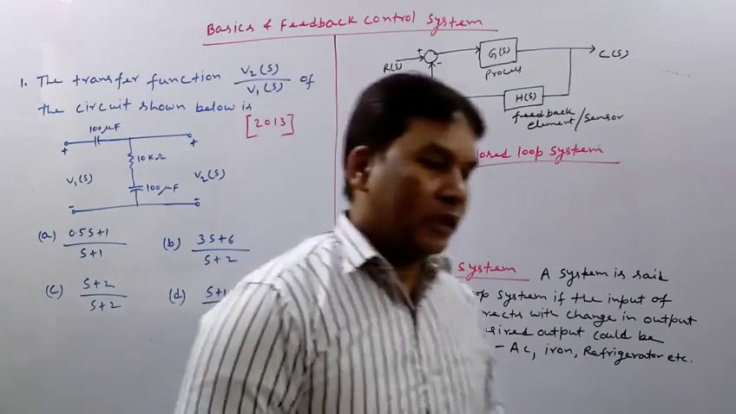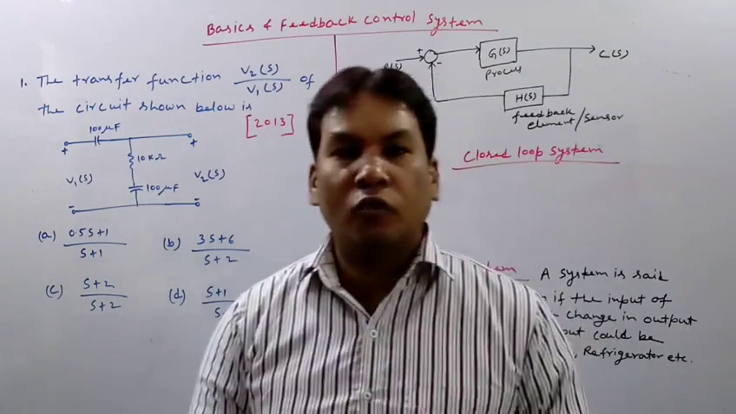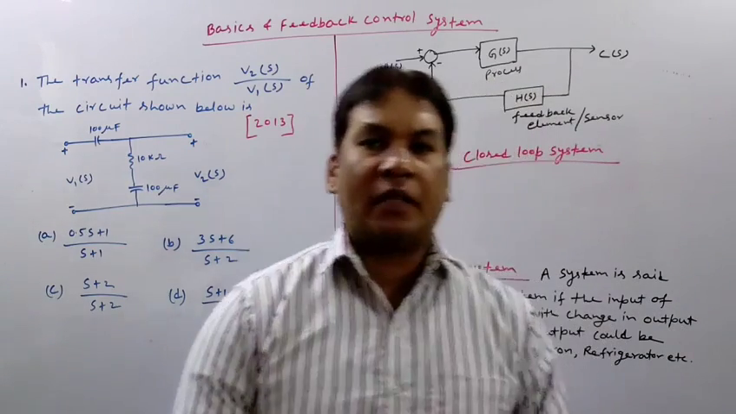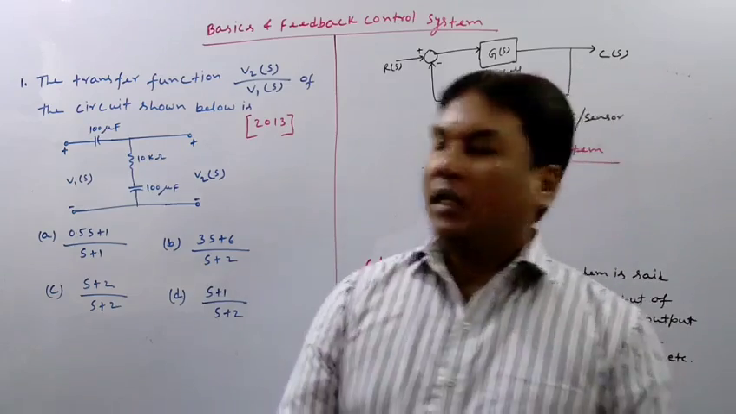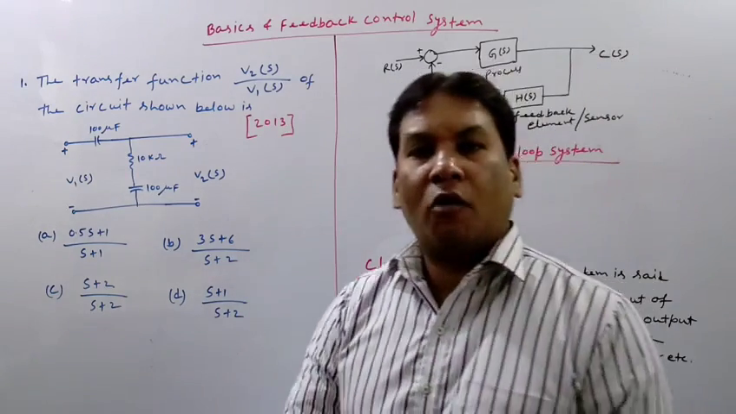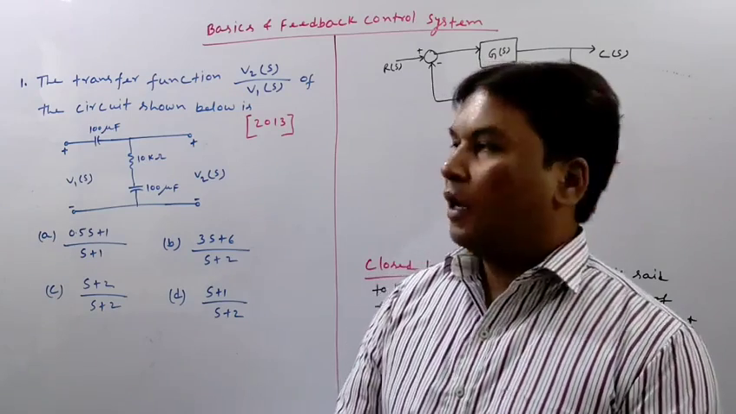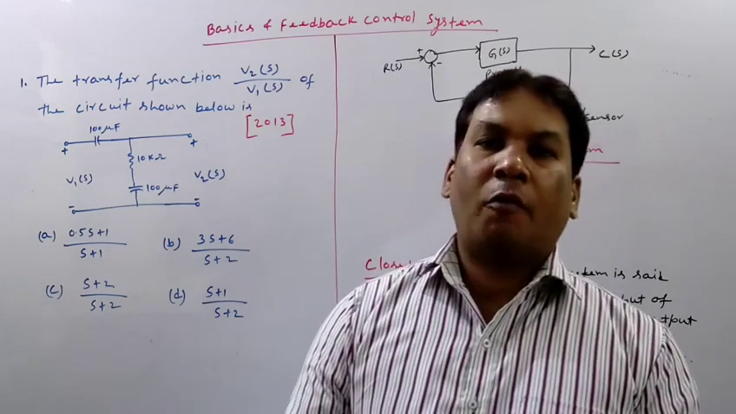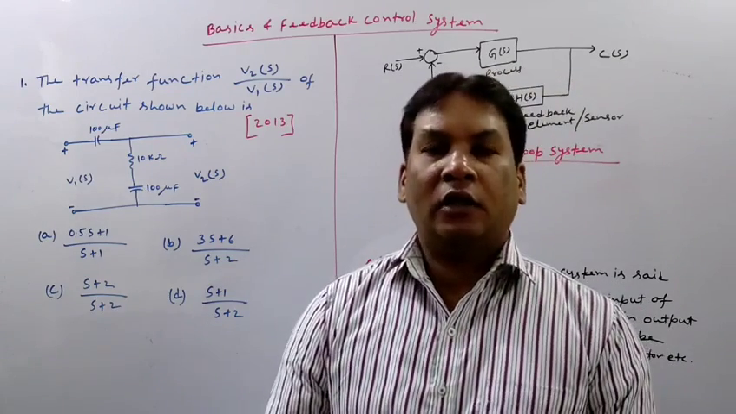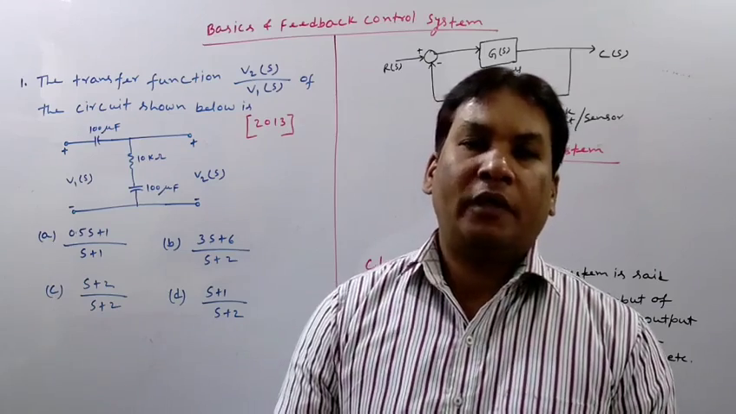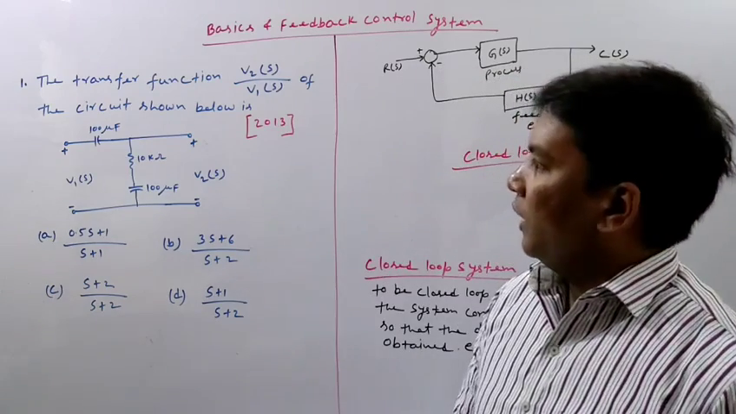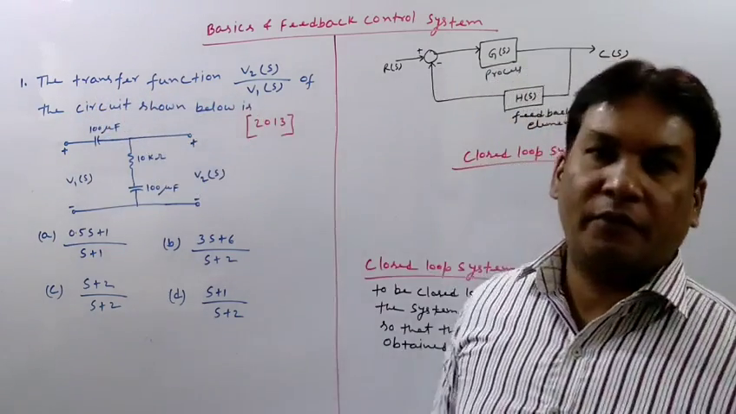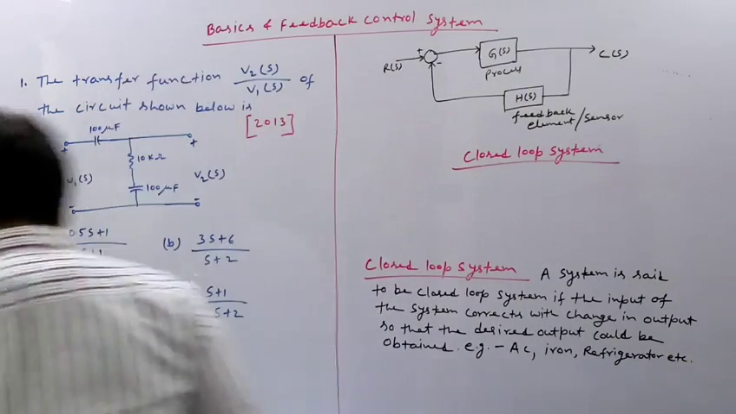Now I think it is clear to all of you what an open loop system is and what a closed loop system is. Now what is a transfer function? The transfer function is the ratio of the Laplace transform of output to the Laplace transform of input. Before coming to the question, let me define what a transfer function is.